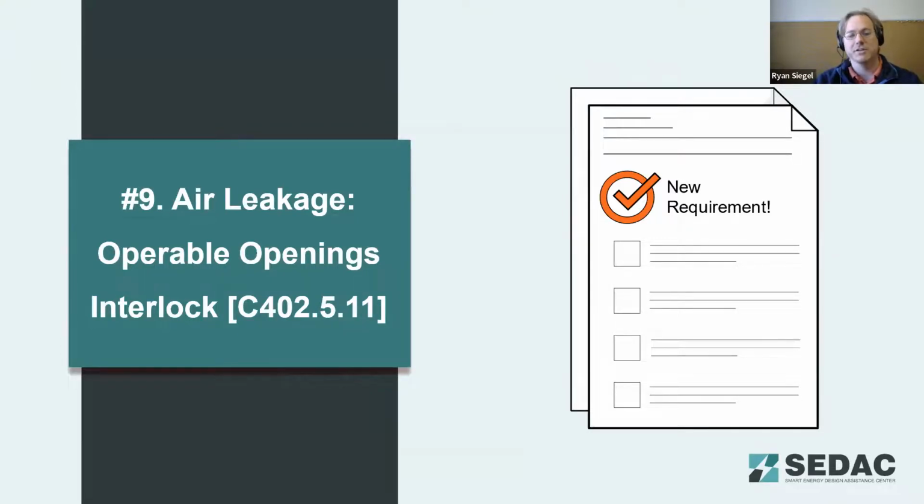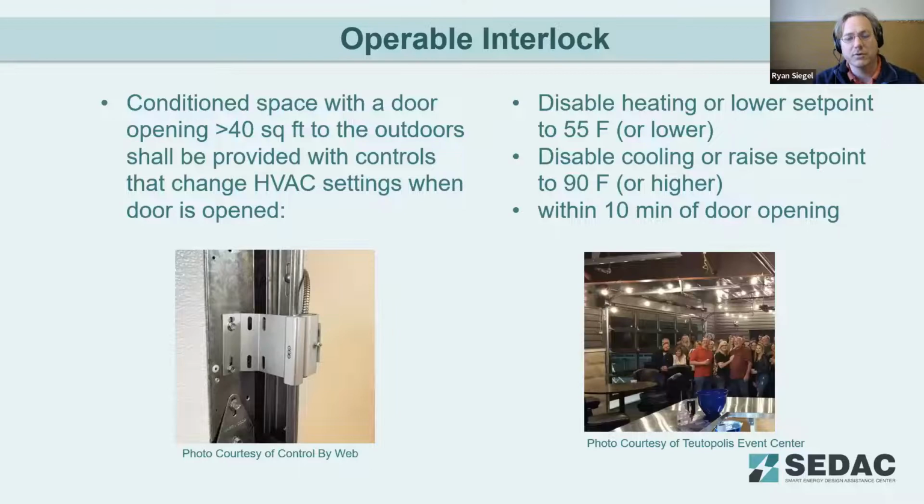Operable opening interlock. This is a newer requirement. You see this a lot more in new restaurants going in or other hospitality spaces where you have large overhead doors that people like to be able to open up when it's nice outside. If you do have a door larger than 40 square foot to the outside that doesn't have an automatic closer on it, then you have to have an operable interlock with the HVAC settings, such that when the door is open, it disables the heating or cooling, or adjusts the set points to 55 or 90 respectively within 10 minutes of the door being open.